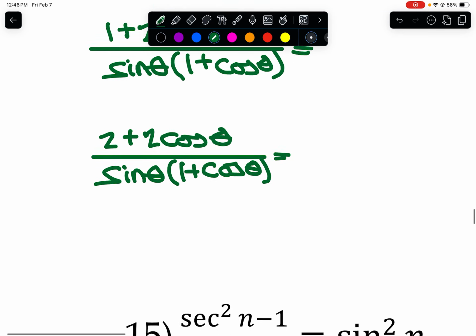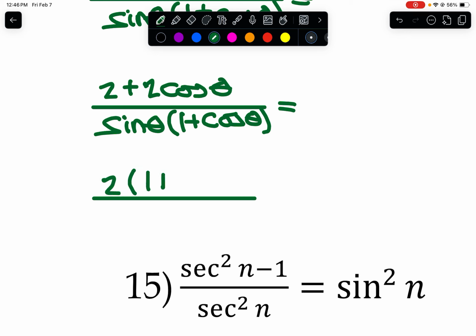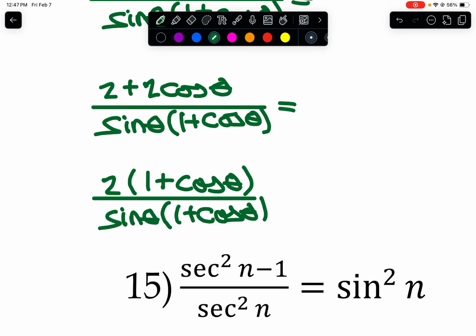parenthesis equals. That's a terrible equal sign. Okay, then I'm going to do my GCF. I'm going to take out a 2. So we have 2 parentheses 1 plus cosine theta, and that's going to be over sine theta times 1 plus cosine theta.